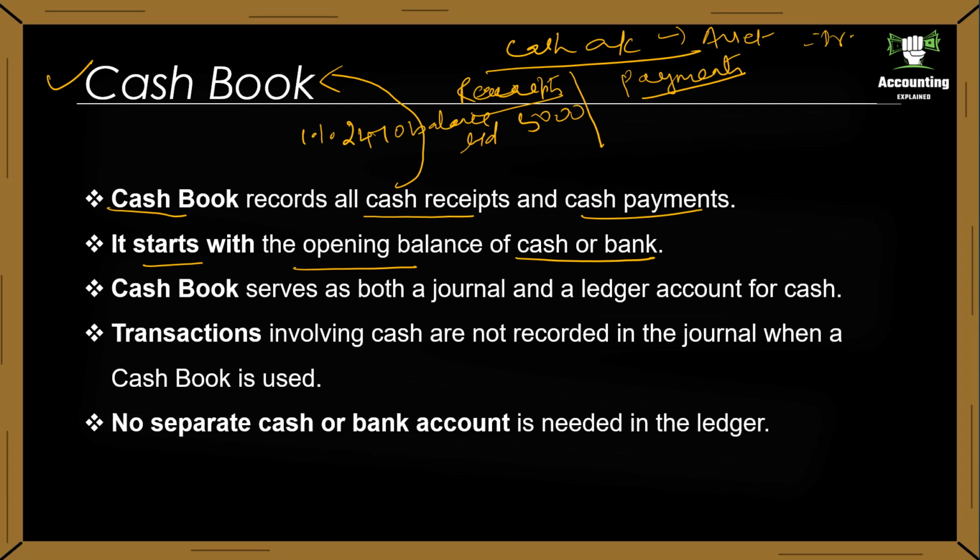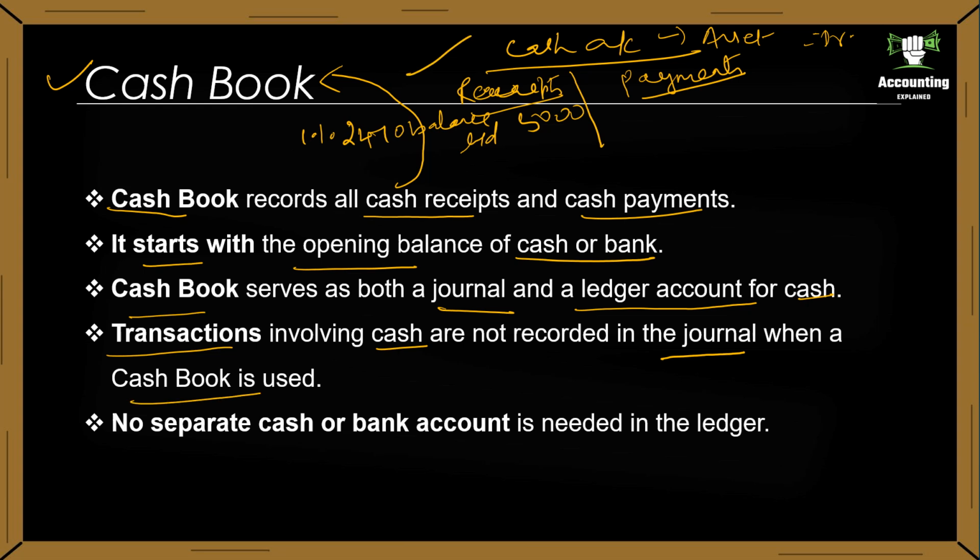Cash book serves as both a journal and a ledger account for cash. It is both a journal and a ledger account. Transactions involving cash are not recorded in the journal. It is not written in the journal book separately. It is taken to the cash book, when a cash book is used.